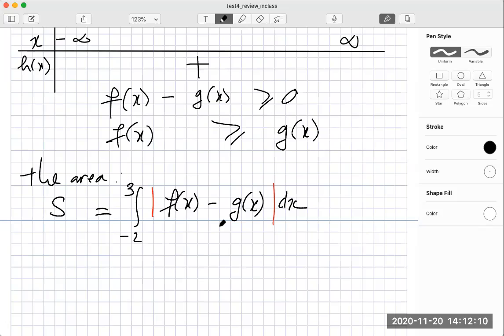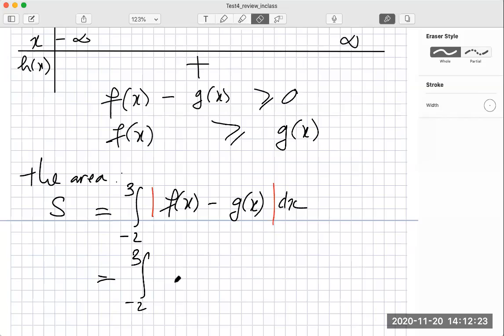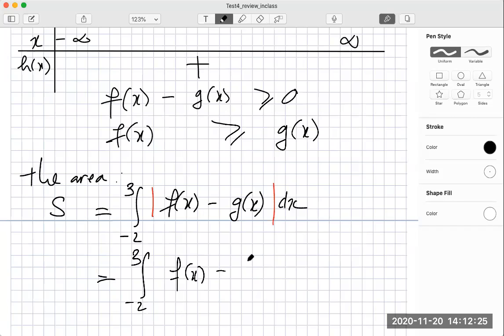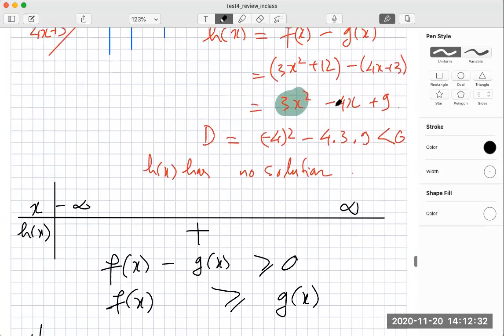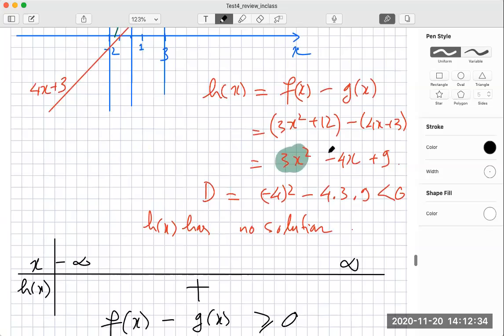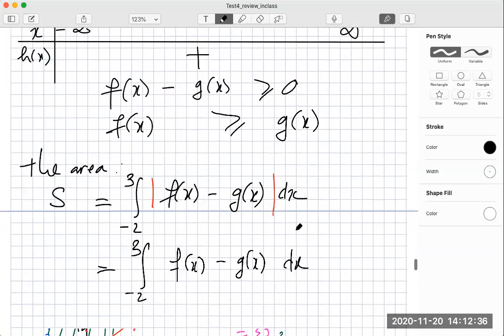Then we see that f is always larger than g, therefore we can get rid of the absolute sign here. It means that this becomes the integral from -2 to 3 of f(x) minus g(x). And from the previous computation, it is this function, right? 3x squared minus 4x plus 9.